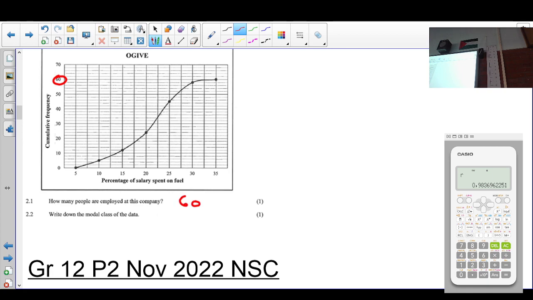Write down the modal class of this data. People want to say modal class is the class that has the most. Not so. If I consider this, it's normally the one that has the steepest growth or the steepest climb. So it's from this point to that point, as you can see there. So this point corresponds with 42, 45, if that's correct. And this year corresponds with 2024. Not so. This year at 15 corresponds with 12.